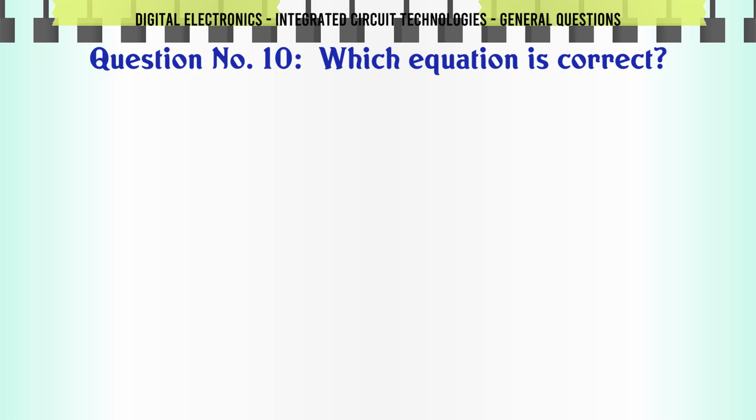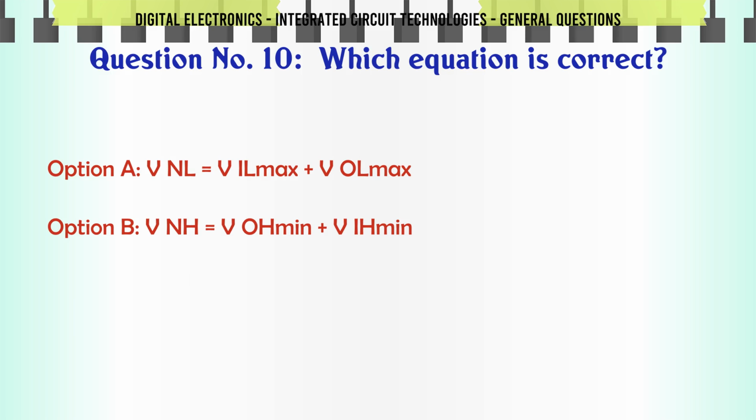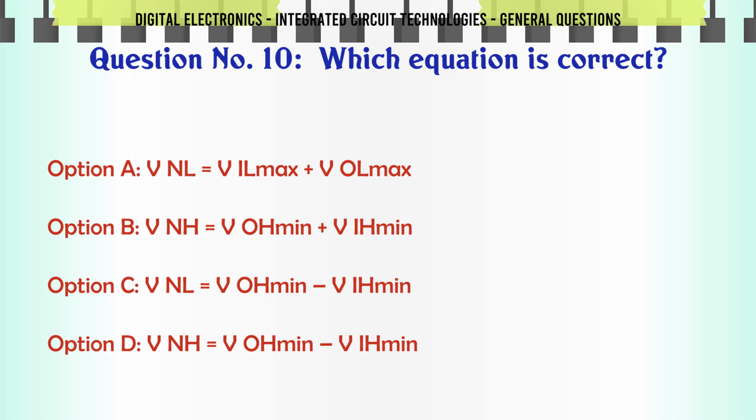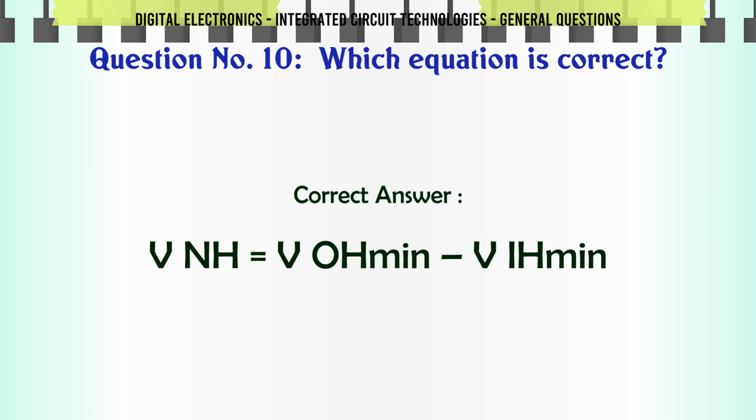Which equation is correct? A, VNL = IILmax × VOLmax. B, VNH = VIHmin. C, VNL = VIHmin. D, VNH = VIHmin. The correct answer is VNH = VIHmin.